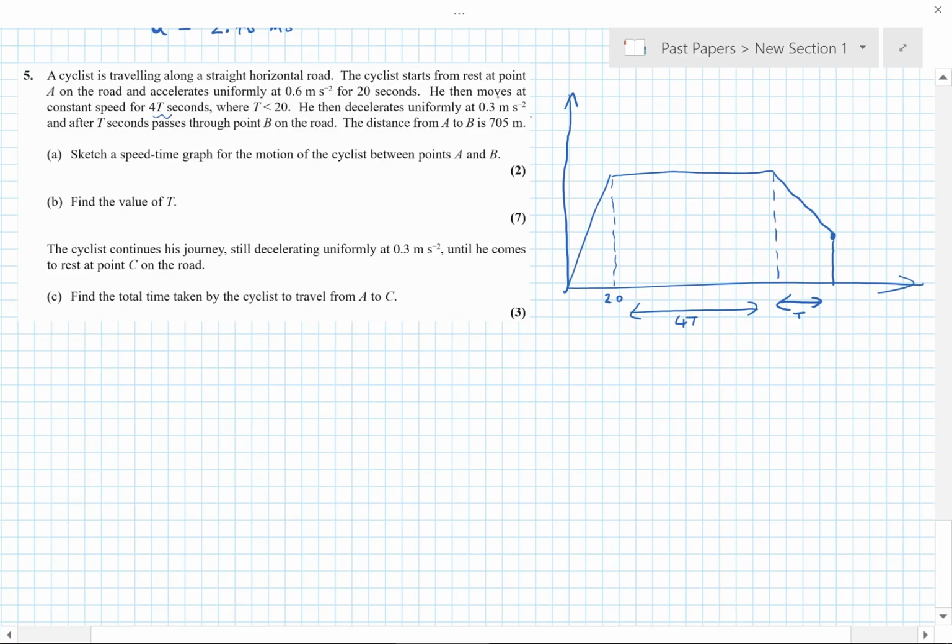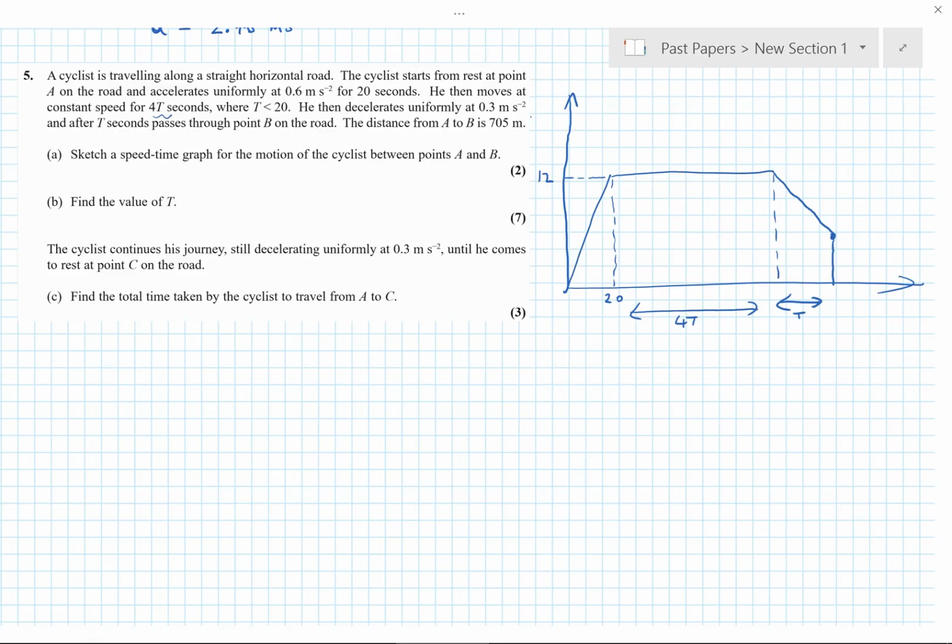Okay, well, if we look at it, we certainly need to work out the speed that this is at, but we are told the acceleration is 0.6 for 20 seconds. So 20 times 0.6, it's easy enough to work out that as 12.